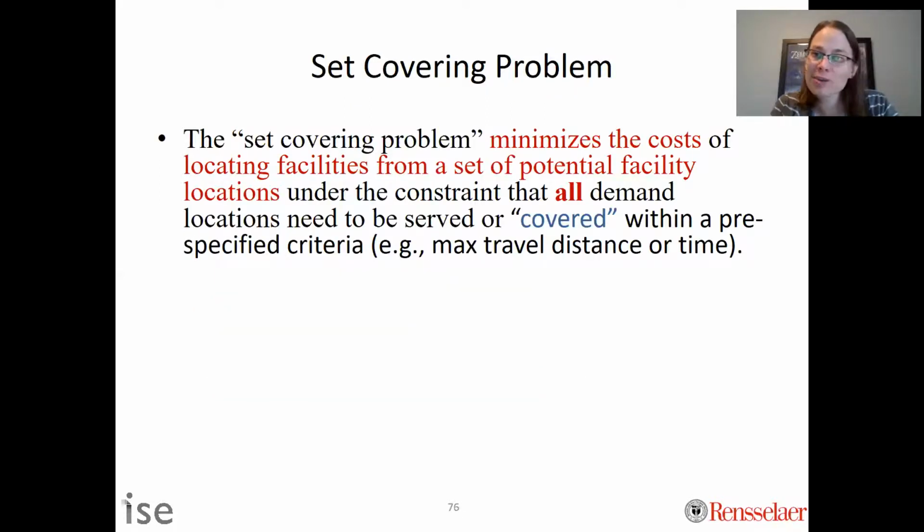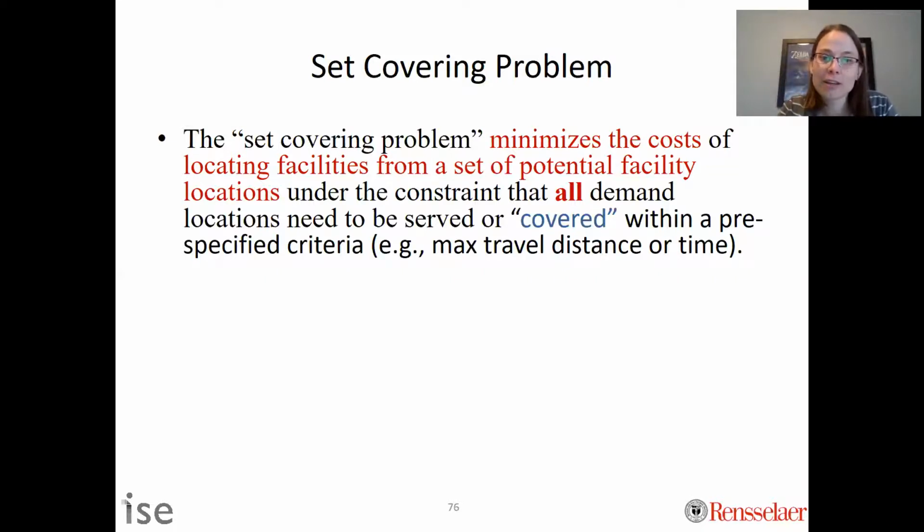So the first network optimization problem we studied in this class was called the set covering problem. Formally, the set covering problem minimizes the cost of locating facilities from a set of potential facility locations, and it enforces a constraint that all demand locations need to be served or covered, hence where the name comes from, with some pre-specified criteria.